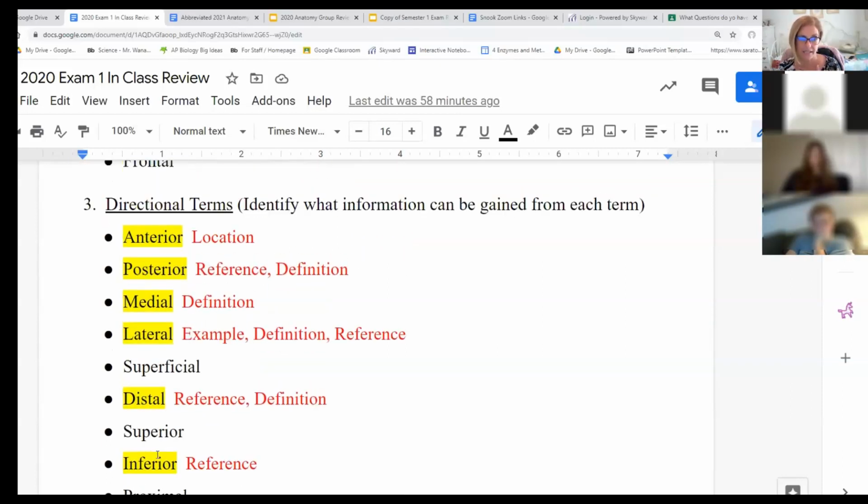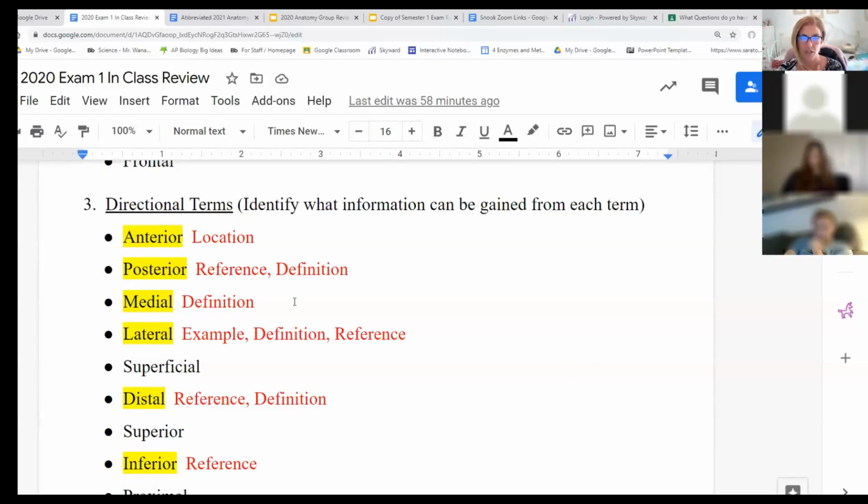For the directional terms, you can see the ones that didn't make the cut. The ones that are highlighted are the ones that are on the test, and in red is how I asked you about them. Ones that are definition, that's going to be your matching, right? So just knowing that posterior is the back side and lateral is to the side.